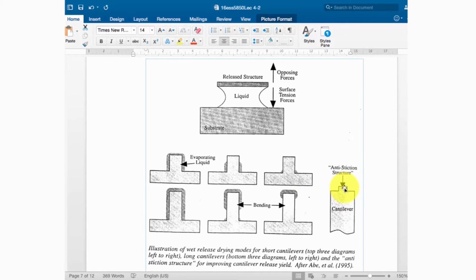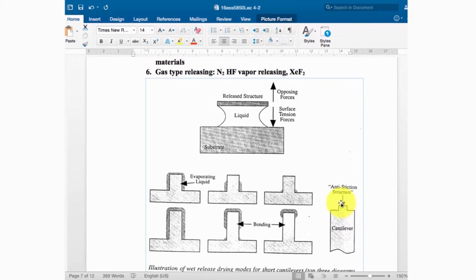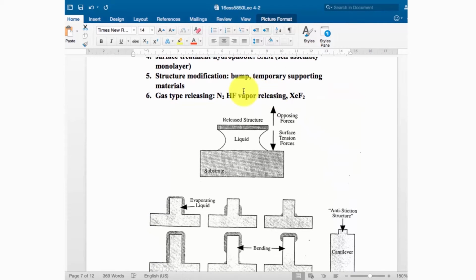That's one method. I'll put some small structure under the tip, like a foot, small bit or something. So at this moment, you will have only a very small area of contact. So you can have a lot more chance to recover the structure back. Okay, so this is by using the structure design. So sharpen the tip, make the tip contact area smaller, or using some kind of step structure underneath. Using bumps, temporary supporting material as well. Okay, that's number 5.